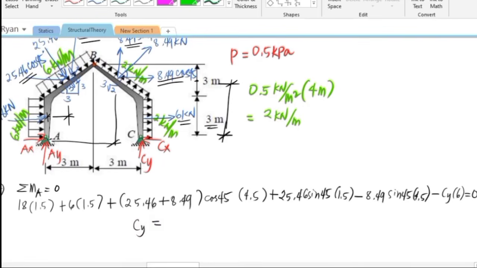So computing for the value of the CY is equal to 24 kilonewton. Since positive yung lumabas na sagot, therefore tama yung assumption that 24 kilonewton is directed upward.